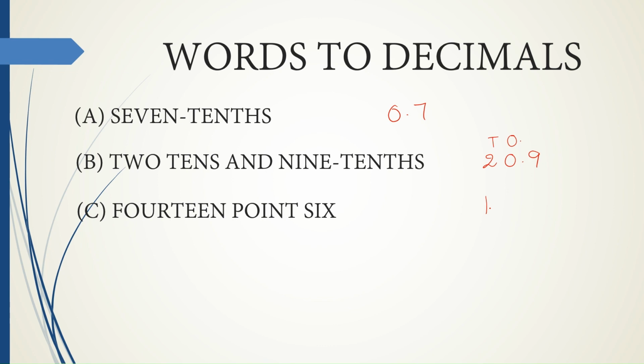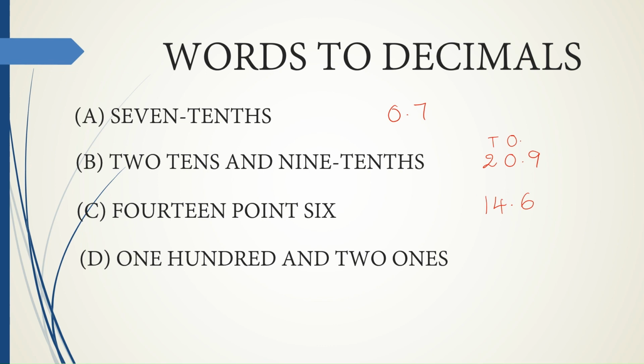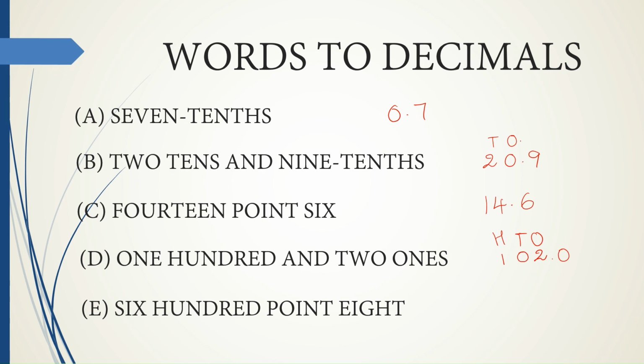14.6. Write 14, then the point and 6. It's direct. 100 and two ones. Ones, tens, hundreds place. So 1 in the hundreds place and two ones. Nothing was mentioned about the tens place, so 0 here. In the ones place we'll write 2. After that we have to keep a dot and then 0. That makes it a decimal number. 600.8. This is also a direct one. Just write 600, keep a point and then 8.